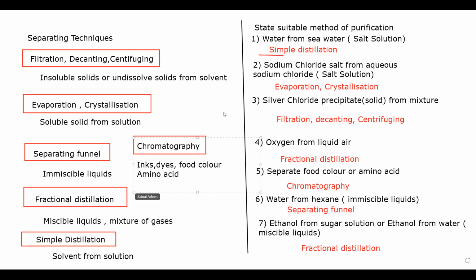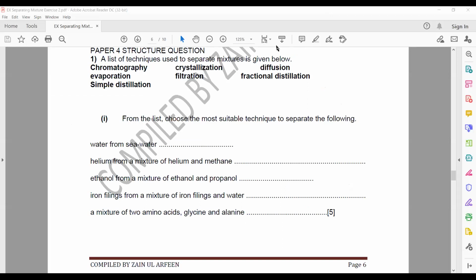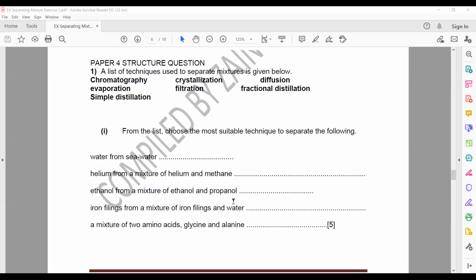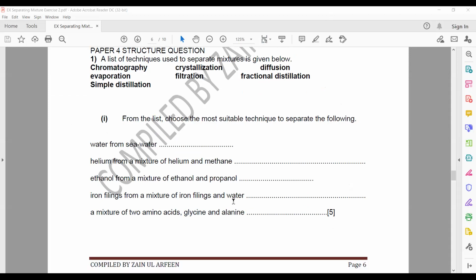If it was miscible liquids, for example, if you want to separate petrol and diesel, these are miscible liquids. So we use fractional distillation. Now more questions related to this part I'll share with you. And I want participation from everyone. So you can use screen annotation to state the answer from the list.